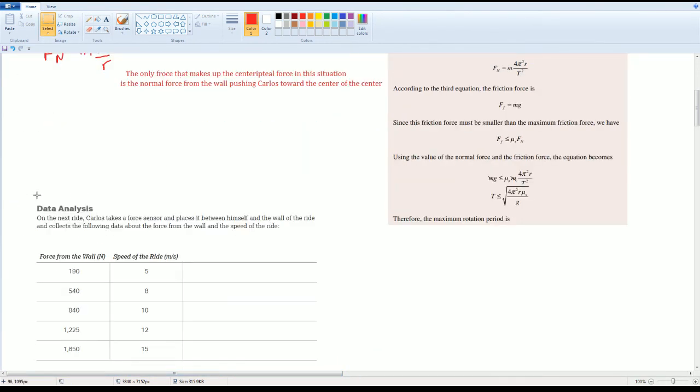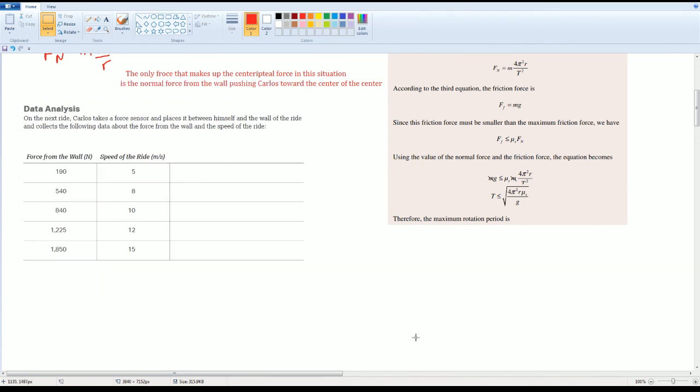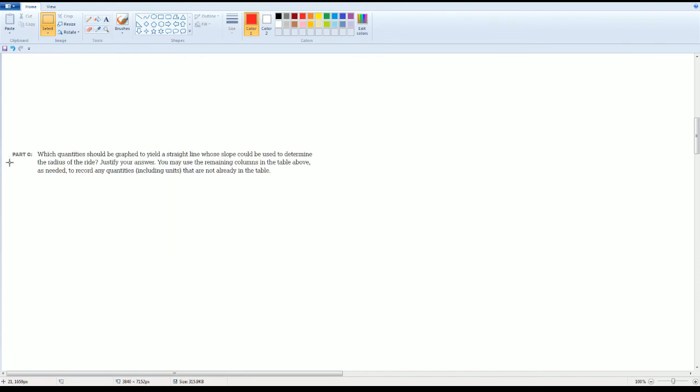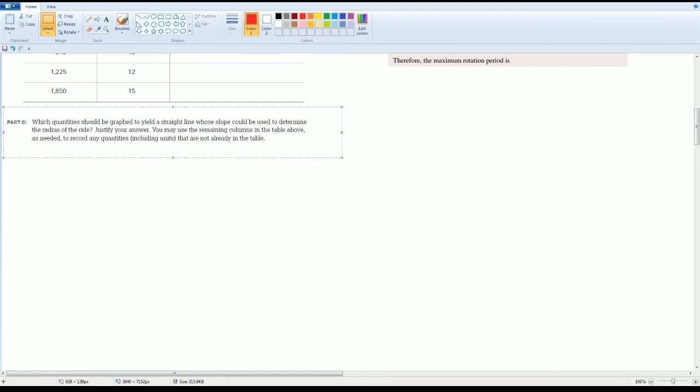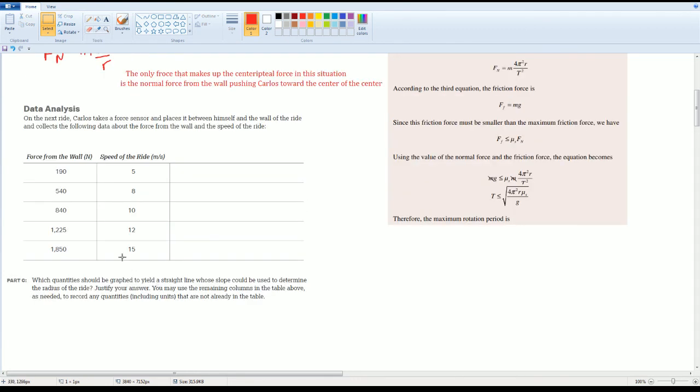Let's grab the data analysis and bring it up a little bit. So on the next ride, he brings a force sensor and calculates this. Now it asks: which quantity should be graphed yielding a straight line whose slope could be used to determine the radius of the ride? Justify your answer. Well, the input in this case would be the normal force or the speed, right? So what depends on what? Does the speed depend on anything or does the force depend on something, right?